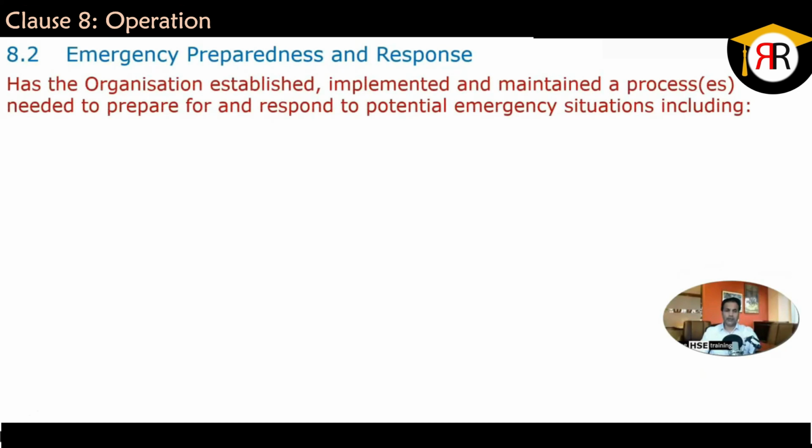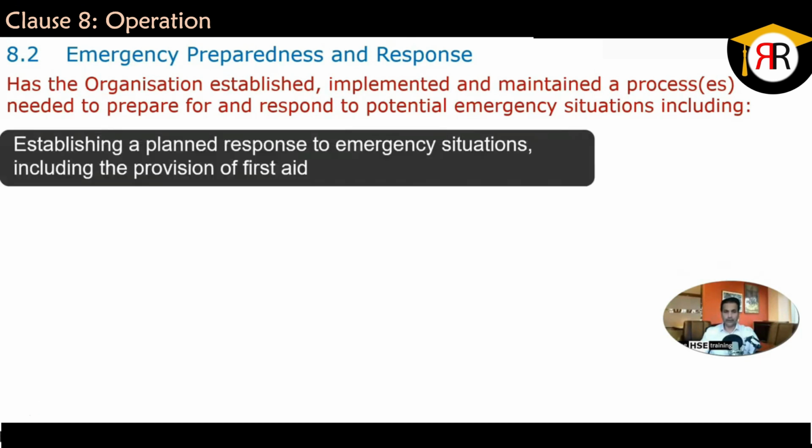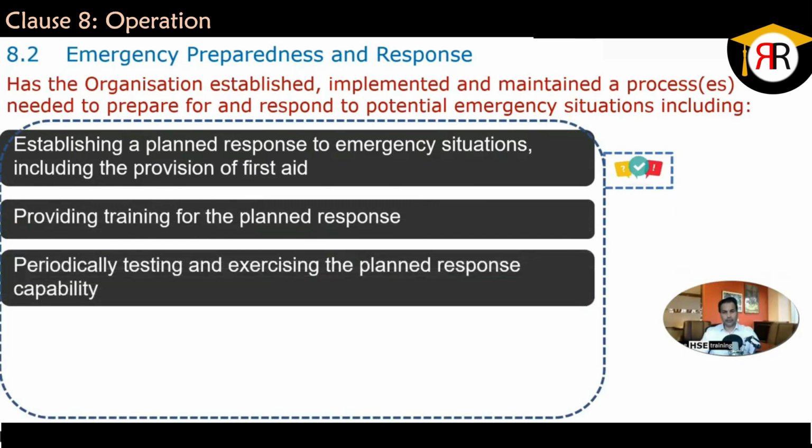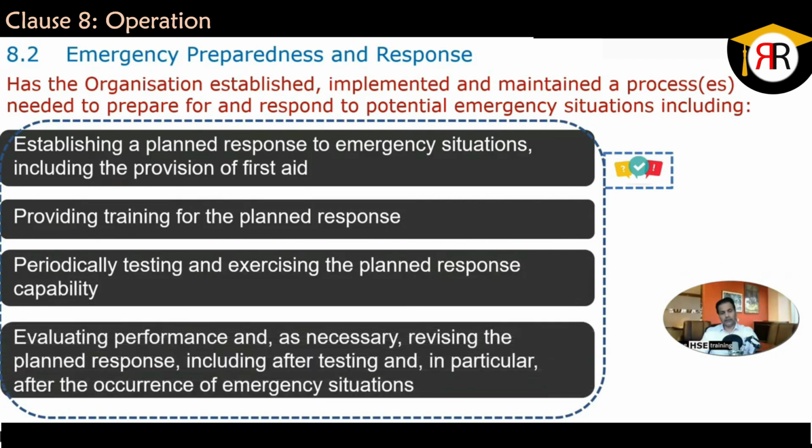Has the organisation established, implemented and maintained a process or processes needed to prepare for and respond to potential emergency situations, including establishing a planned response to an emergency situation, including the provision of first aid, providing training for the planned response, periodically testing and exercising the planned response capability, and evaluating performance and, as necessary, revising the planned response, including after testing and in particular after the occurrence of emergency situations.